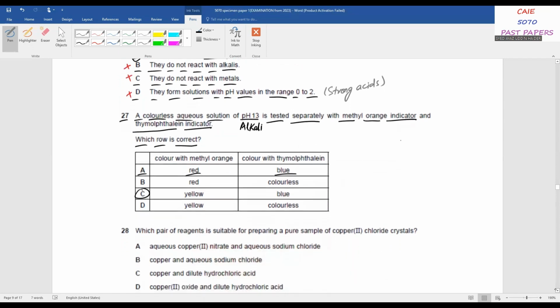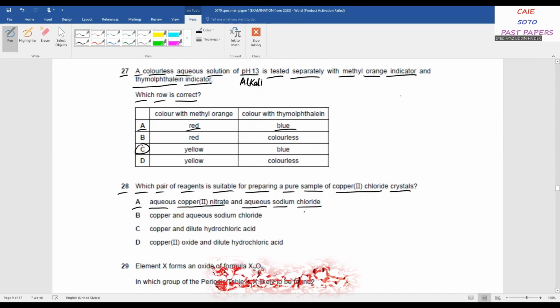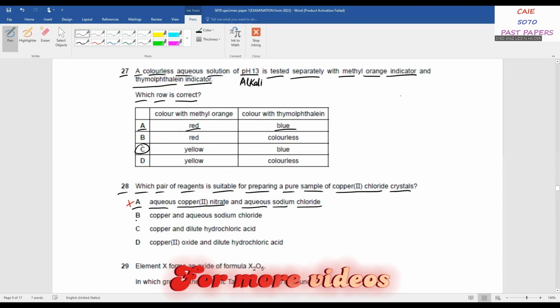28. Which pair of reagents is suitable for preparing a pure sample of copper(II) chloride crystals? A. Aqueous copper(II) nitrate and aqueous sodium chloride. This reaction will not take place. Both are soluble, but this reaction will not take place. You can't have double displacement reactions happening here. So this is wrong.